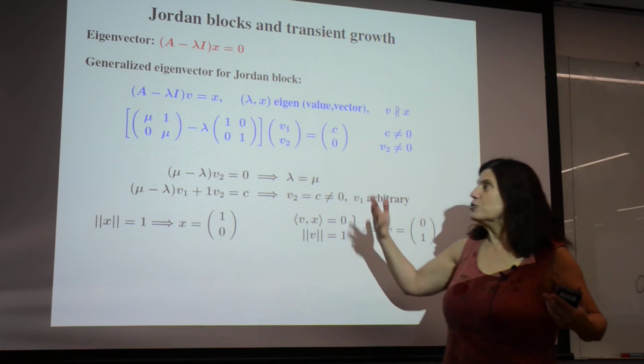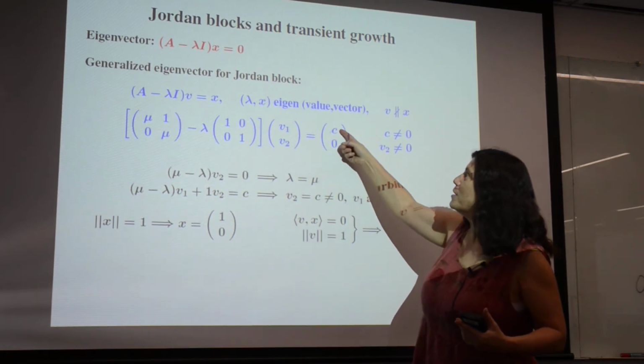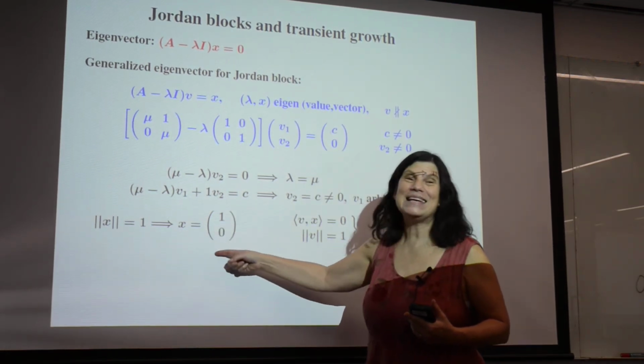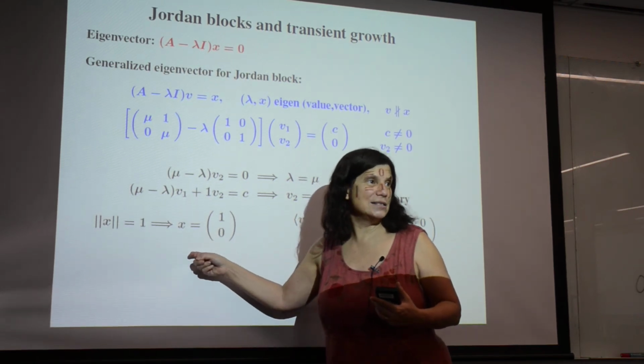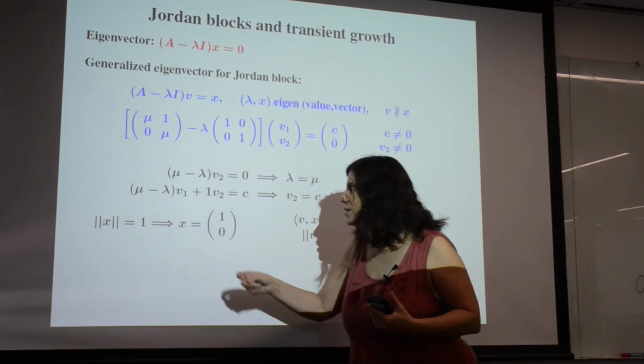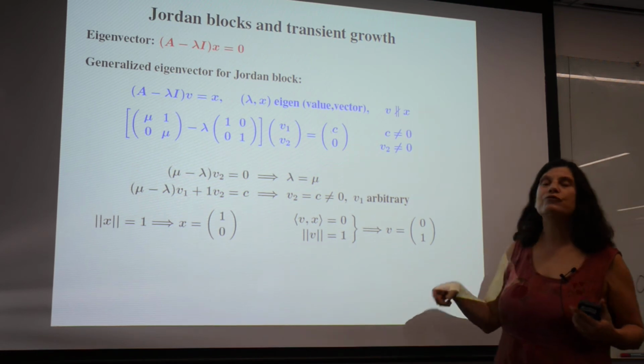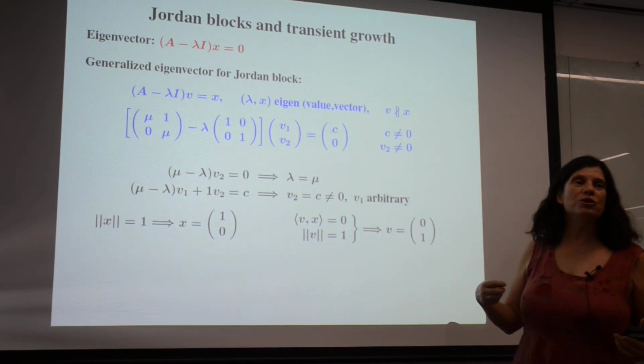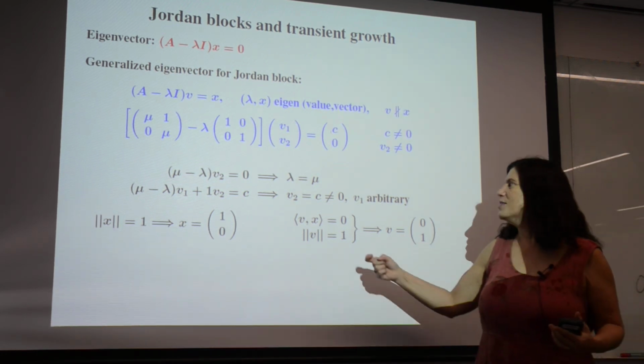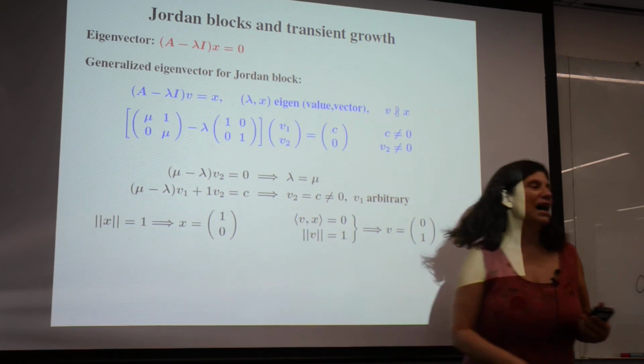After all, everybody knows what you do is you take this to be the basic eigenvector, you normalize, and so you write something that's (1, 0) here. And what do we do for generalized eigenvectors? We not only normalize, but we also declare that it must be perpendicular to the eigenvector.